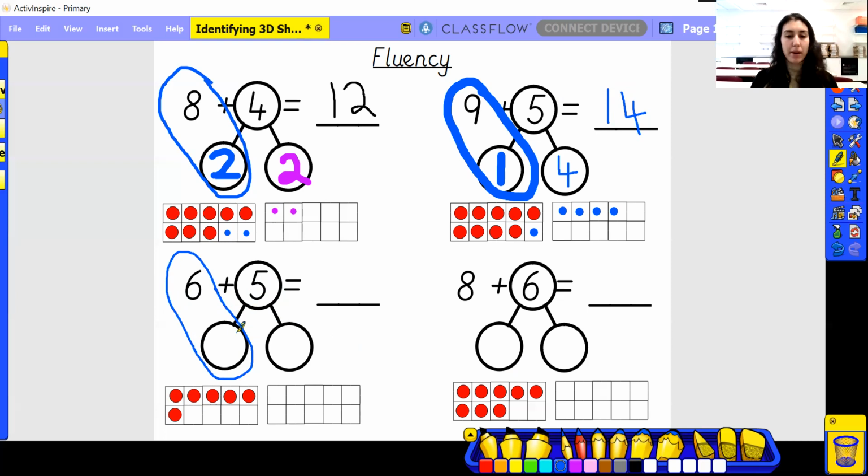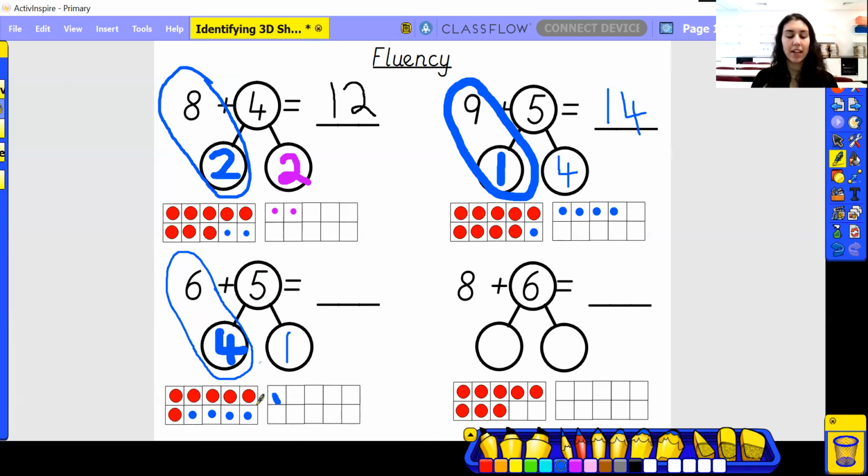Now, the first number that I'm going to partition it into is going to bond with my 6 to make 10. Now, hopefully you should know your number bonds to 10, but if not, I can see over here on my tens frame that I've got 4 spaces left to make it full. So that would mean that I first need to partition it into 4. But I don't want to just do 6 add 4. I wanted to add 5. So I need to add 1 more to make my whole 5.